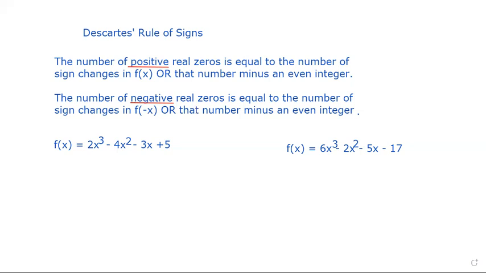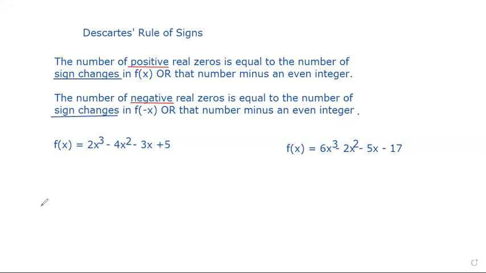And I'm going to underline that. It's equal to the number of sign changes in our function, or that number minus an even integer. The number of negative real zeros is equal to the number of sign changes, I'm underlining that, in f of negative x, or that number minus an even integer. So this is what we want to see.